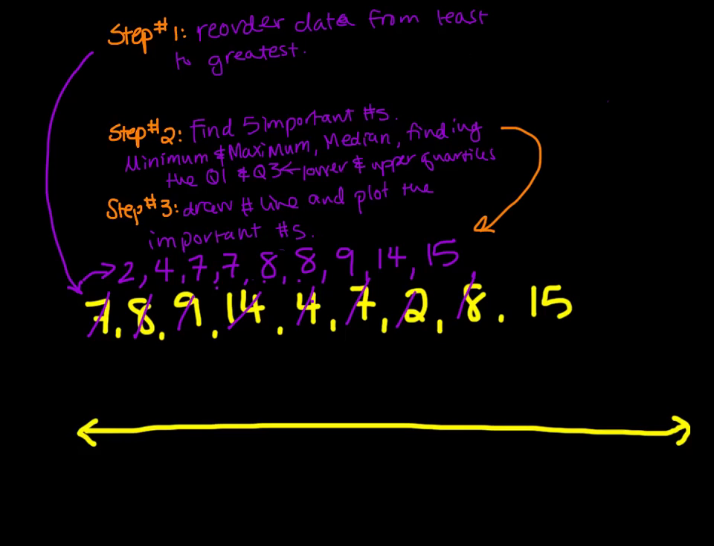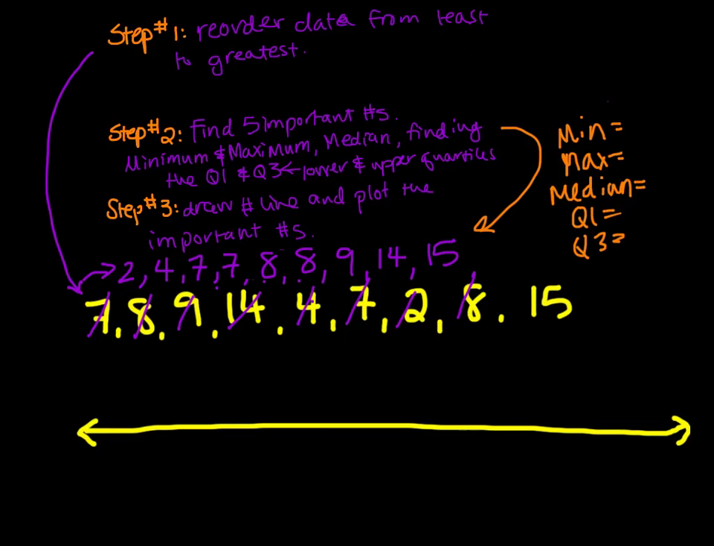We need to find the minimum. So I'm just going to write min equals. We need to find the maximum of the data, so I'm going to write max equals. We need to find the median, with an N on the end, median. We need to find Q1, which is the lower quartile, and Q3, the upper quartile.